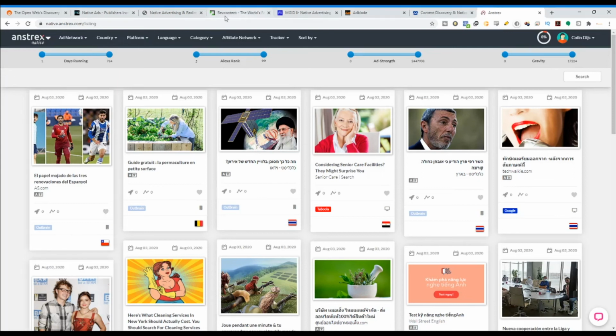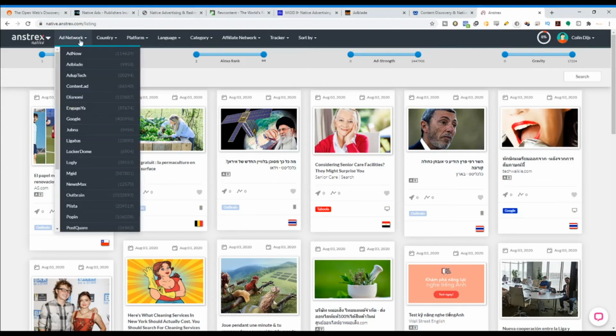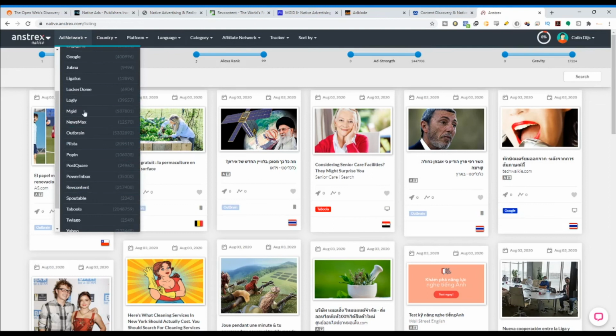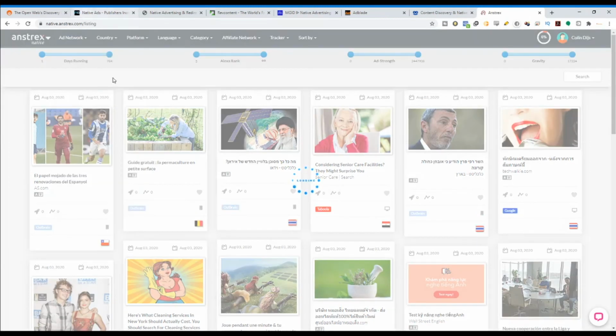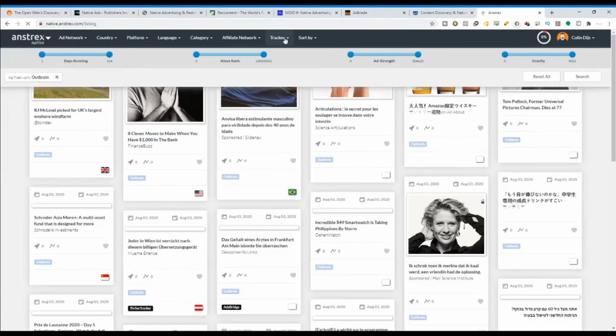So with Anthrax, right, you can actually go ahead to ad network. You can sort an ad network. Let's say Outbrain, right? We want to see Outbrain, so you can sort. After you choose the network, then you can actually sort it. I don't know why it is very slow. Maybe because my internet is super slow. Let me just hold on for it to load, guys. Usually it will not load this.